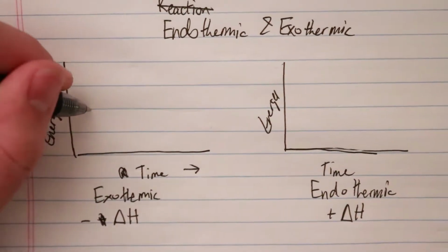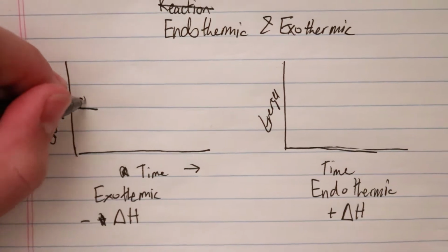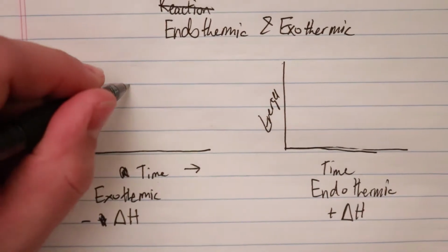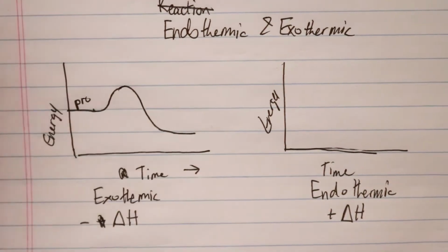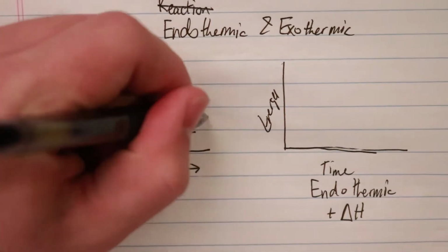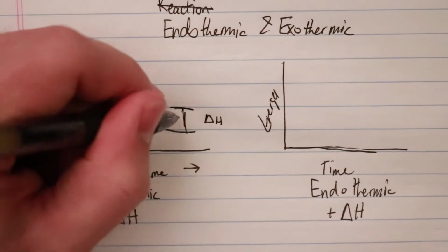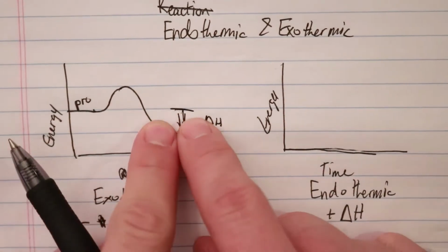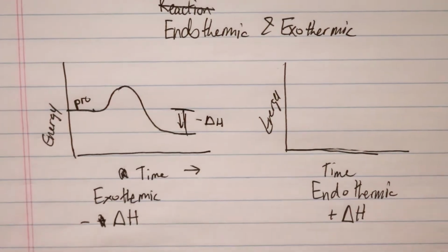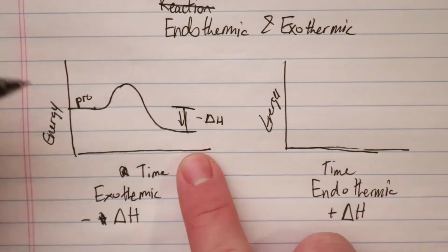So here I start out with my, this is my products. I'm going to have a hump for my activation energy, and then we slide down the hill. So from where I started to where I ended, this is delta H. And so we can see that delta H went down. I went down from here to here, down the hill, so delta H is negative. So this is an exothermic reaction.